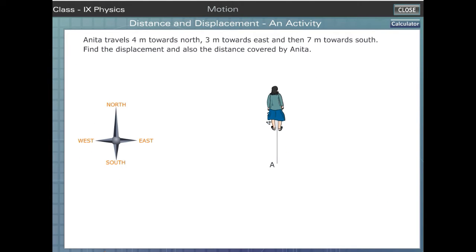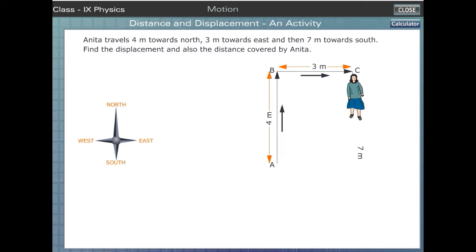Anita travels 4 meters towards north, 3 meters towards east, and then 7 meters towards south. Find the displacement and also the distance covered by Anita.